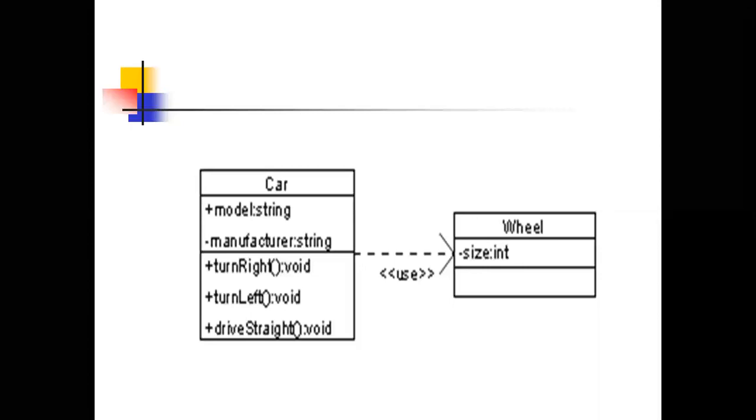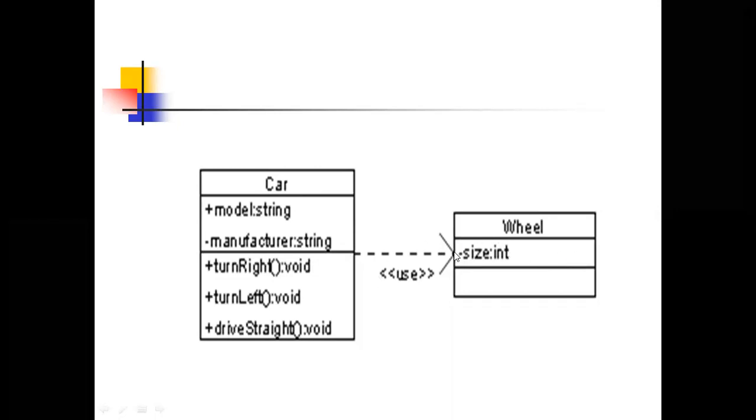Here you can see another example, car. Car has a wheel. See the use, this stereotype is use. So this is the dependency. The car is dependent on that wheel. This is the dependent class. So this is the way of declaring or assigning a dependency relationship between the two classes.